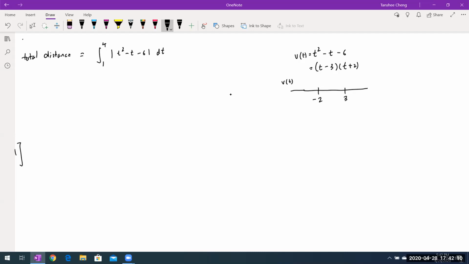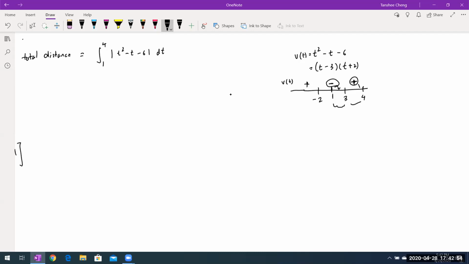When I plug in 0, that will be negative. When I plug in 4, that will be positive times positive, so it will be positive. And when I plug in negative 3, that will be negative times negative, so that will be positive also. So this function will be positive on one side and negative on the other. But we are only interested in the interval from 1 through 4. From 1 to 3, this function is a negative value, and from 3 to 4, this function is a positive value.